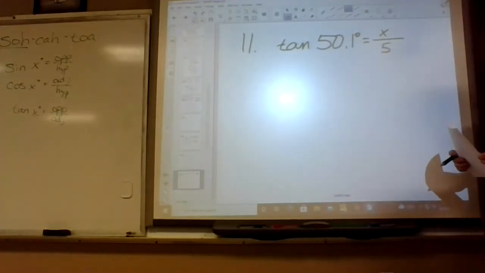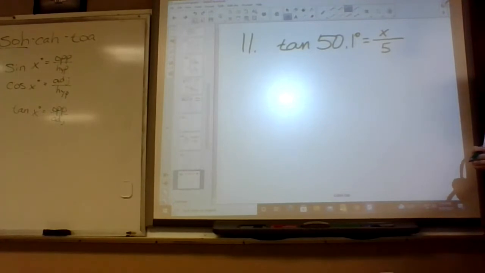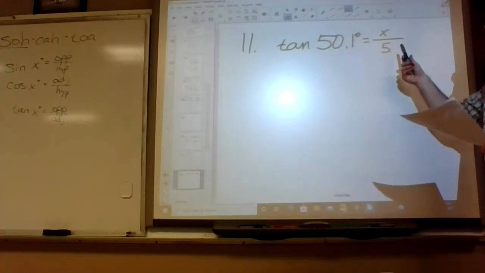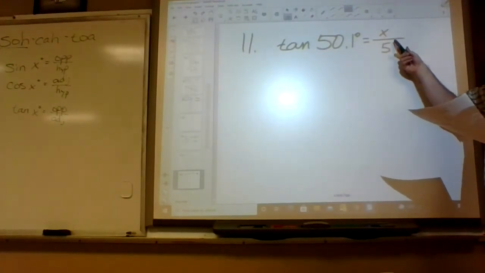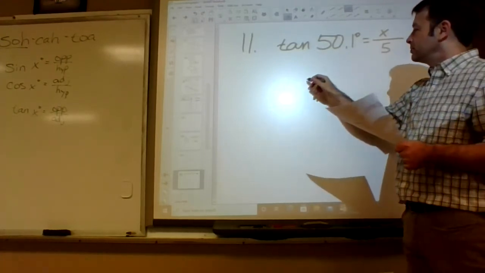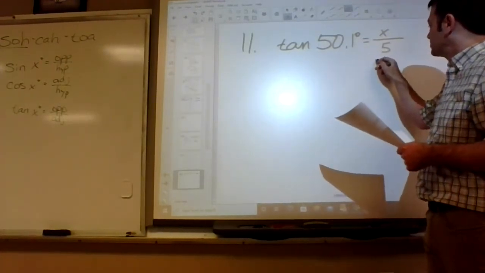So how would I solve that for X? Let me do it. Alright, X equals tan 50.1 over 5. No, isn't it the opposite? Right. To get rid of divide by 5, you have to times 5. So yeah, it's times 5.